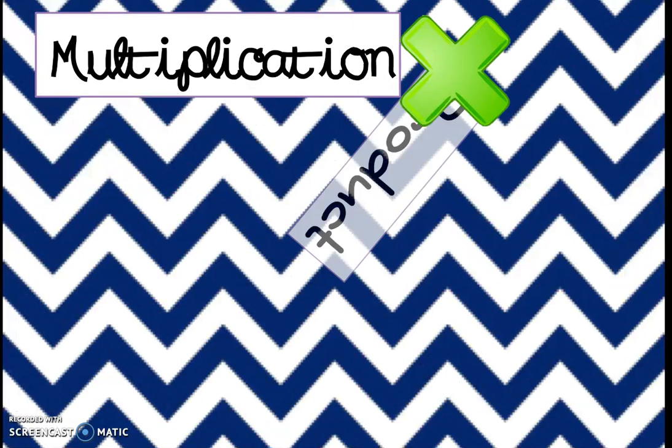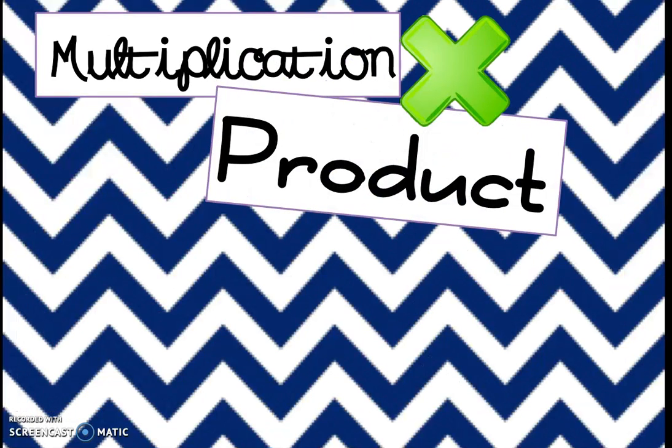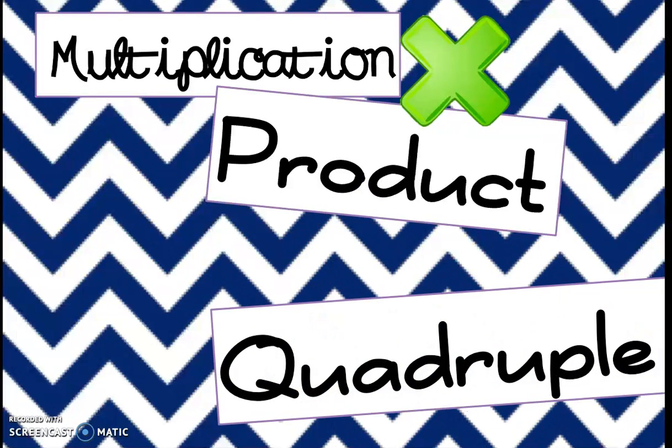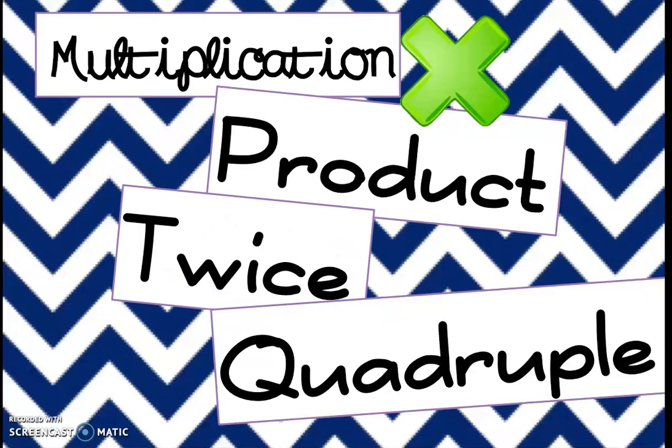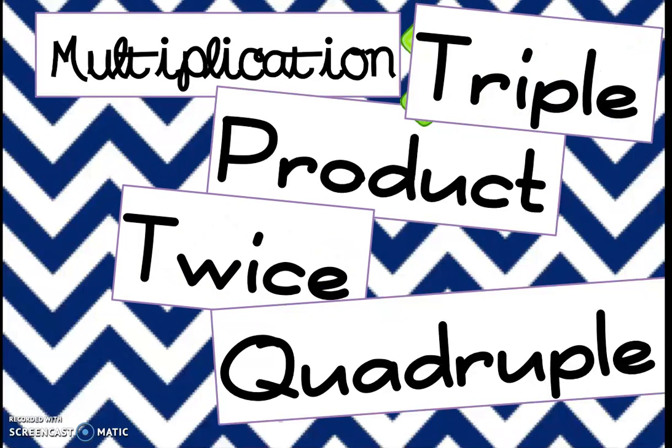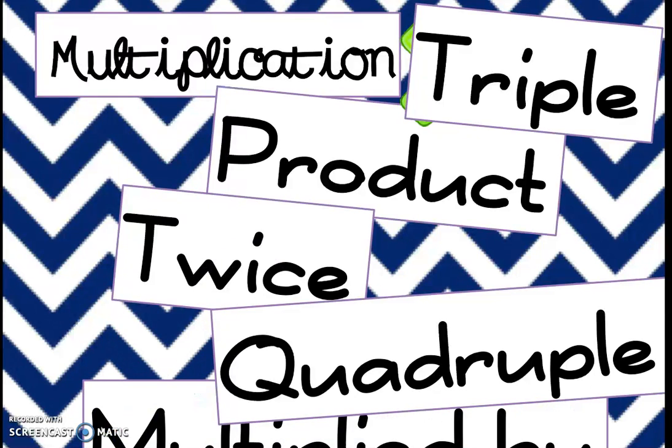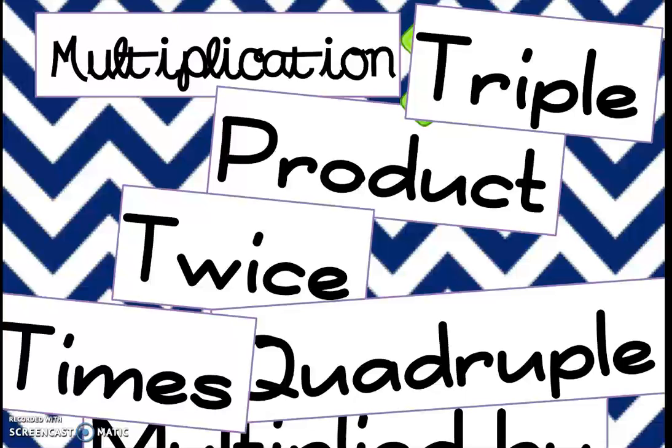All right, words that mean multiplication are words like product. That's actually the answer to a multiplication problem. Quadruple, that tells us we're multiplying by 4. Twice, we're multiplying by 2. Triple, multiply by 3. Obviously, the words multiplied by, times, those all tell us that we're going to be multiplying in our problem. Also, we talked about the word each. When we see the word each, it means for every person you're going to have to pay that price, so you're still going to be multiplying.